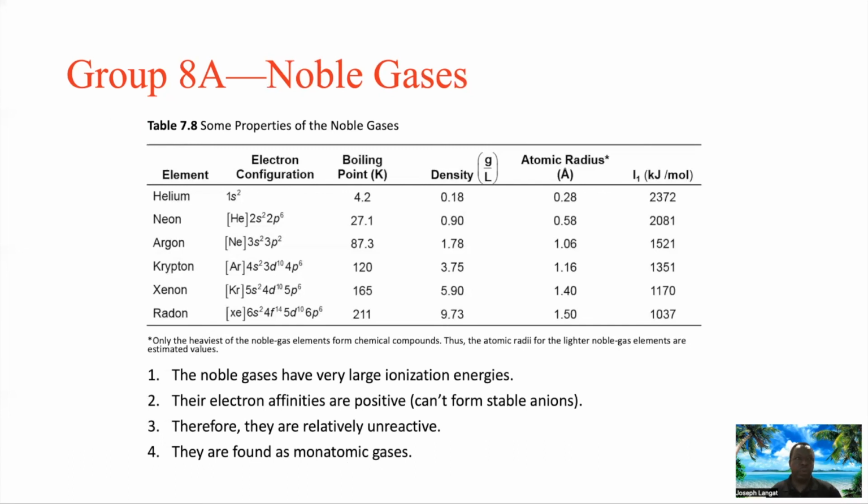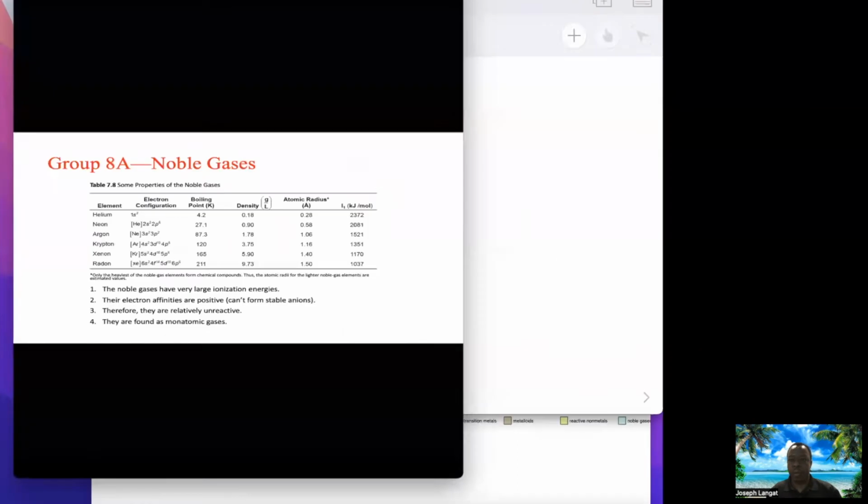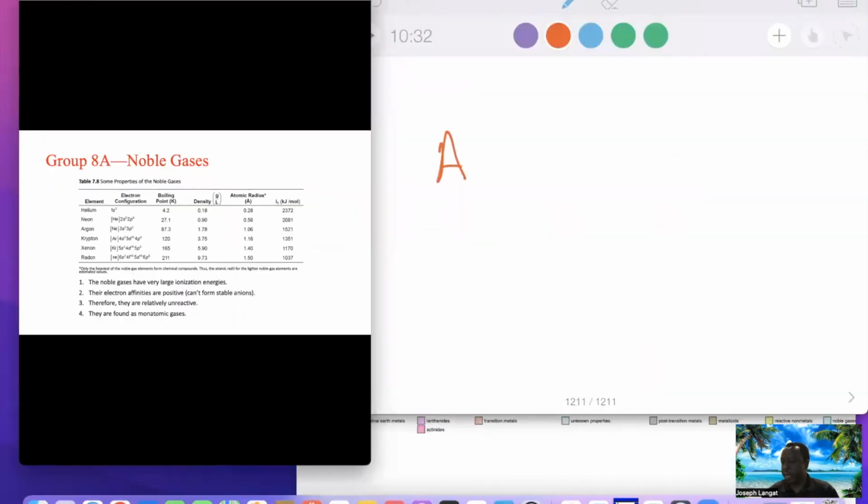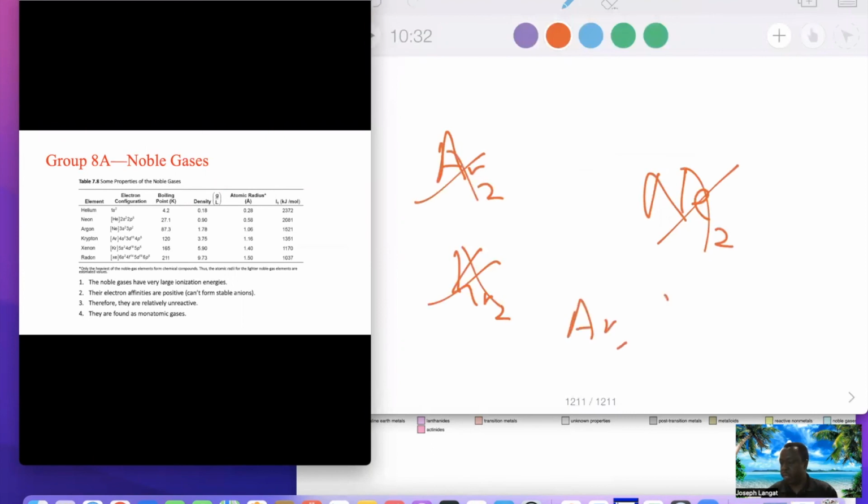What does that mean? You will not see argon as Ar2 or krypton as Kr2 like that, no? Or neon like this. No, no, no, they're just argon, they're just krypton, they're just neon like that, to give you an illustration of how they are found in nature as monoatomic gases.